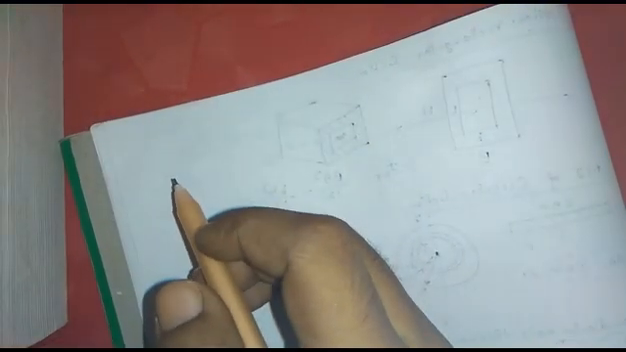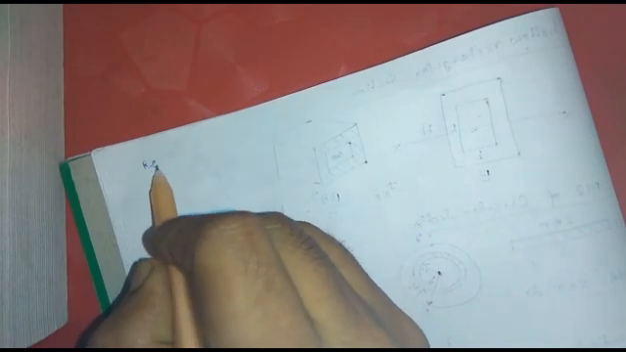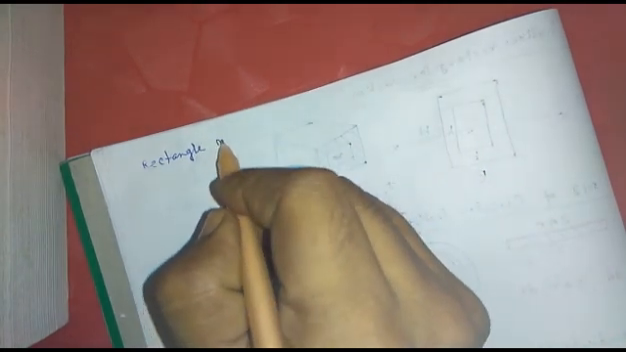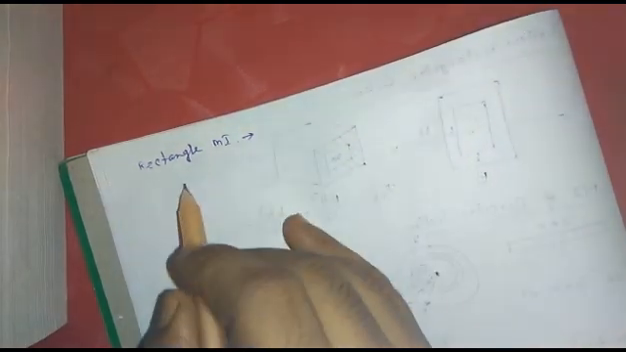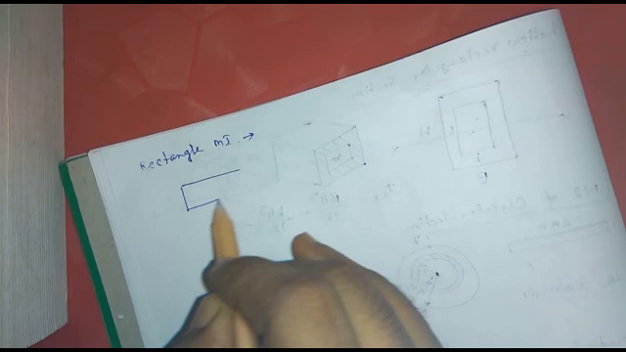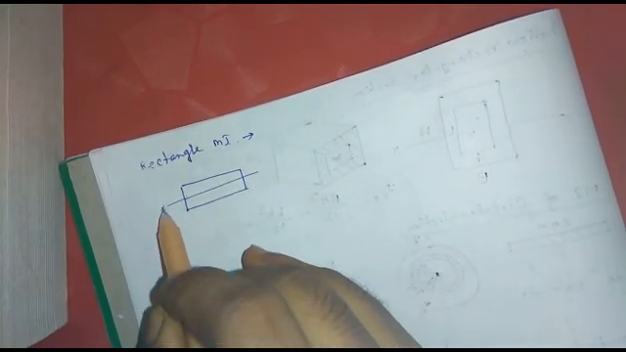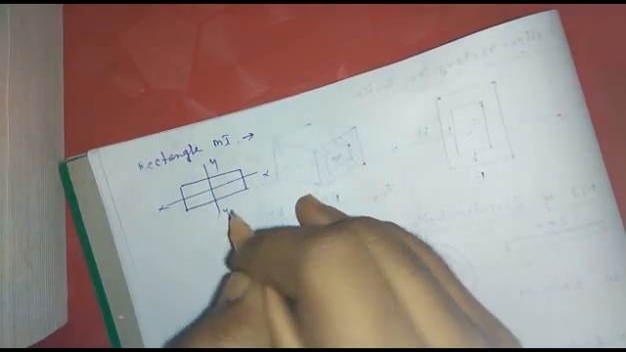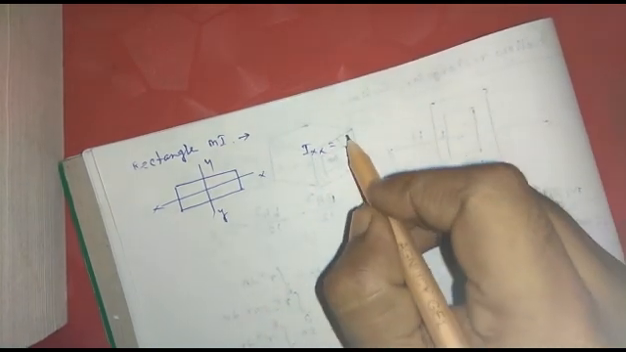Say, for rectangle, moment of inertia, this is the rectangle. The moment of inertia about the centroidal x-axis and centroidal y-axis are this one.